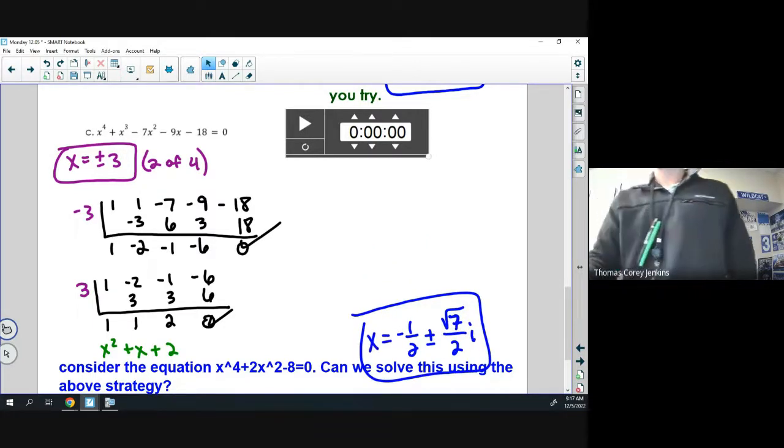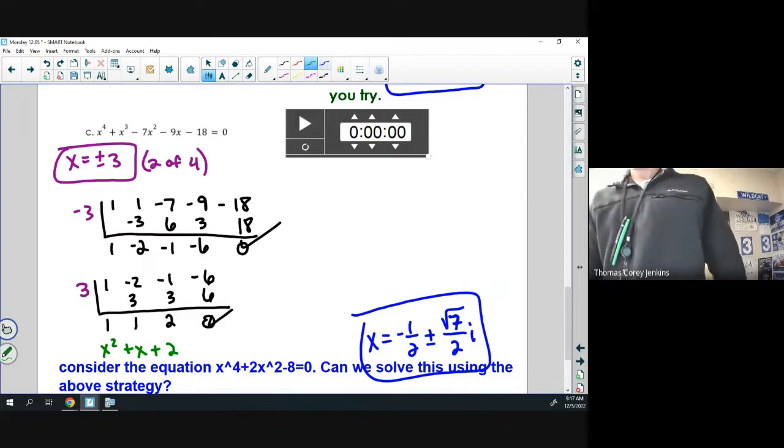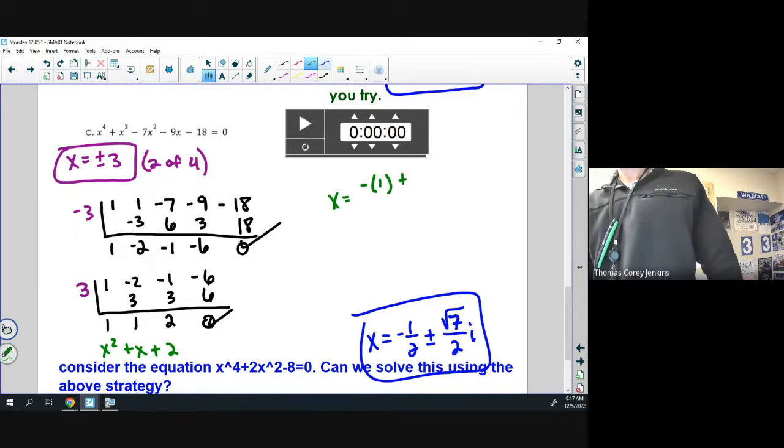So we go right into the quadratic formula. So we'd have x equals -1 plus or minus radical 1 squared.